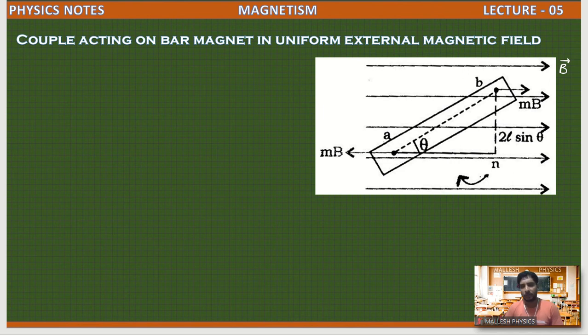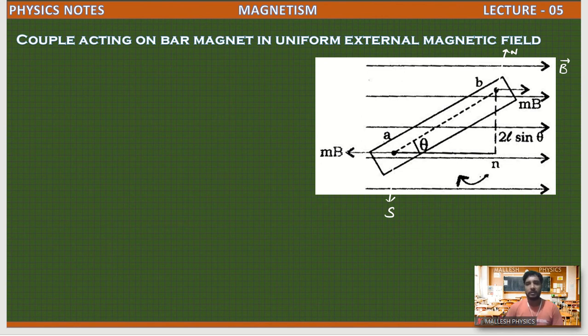Now, as it has two poles, south pole and north pole, the north pole will be repelled by the magnetic field. Why? Because the magnetic lines come from the north pole, so this north pole will be repelled by these magnetic lines, and the south pole will be attracted. So as a result, this magnet deflects from its actual position.